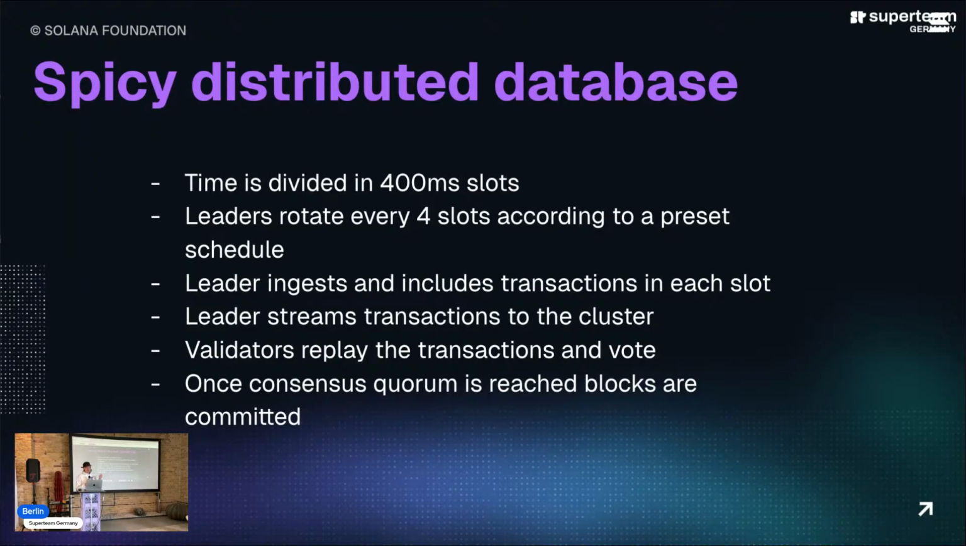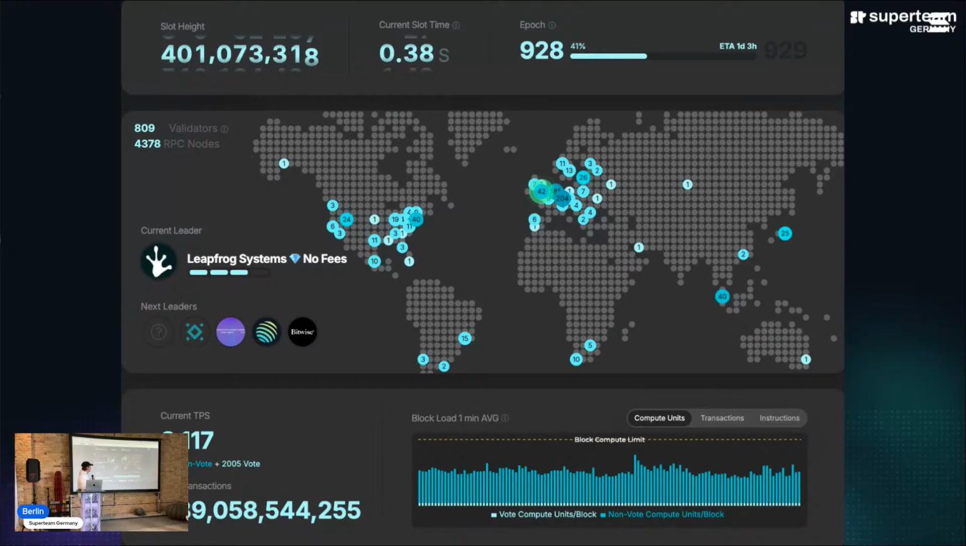These leaders ingest the transactions. So you basically send your transaction directly to this leader, and then the leader performs these transactions and sends them to all the 1,000 different validators. Then the validators replay these transactions, and they vote between each other, and at some point you have 66% of stake voted on it, and then your transaction gets written into this cool distributed database.